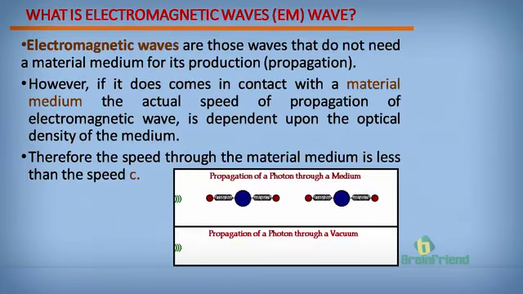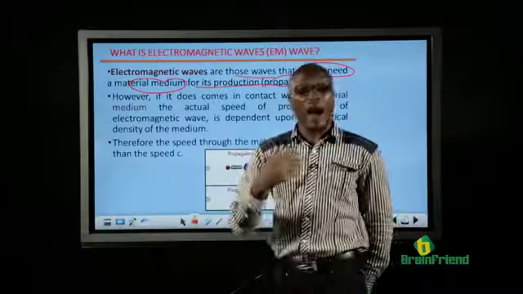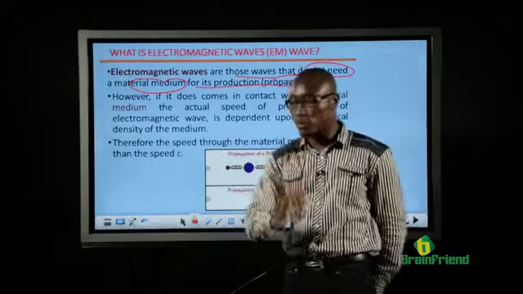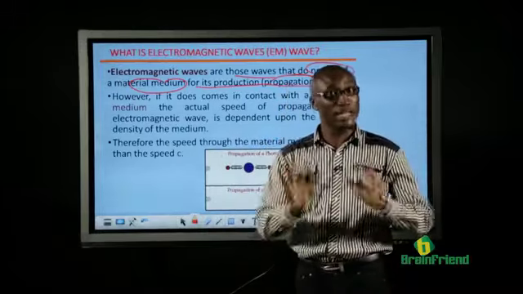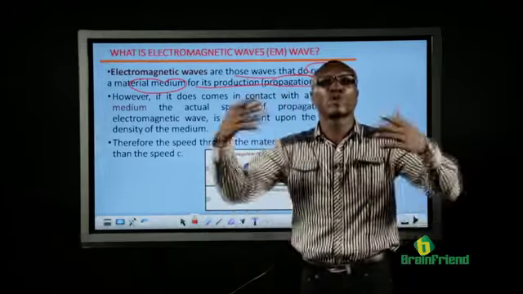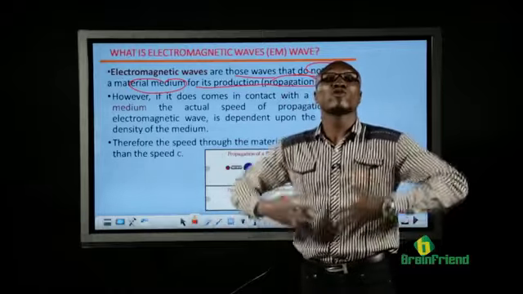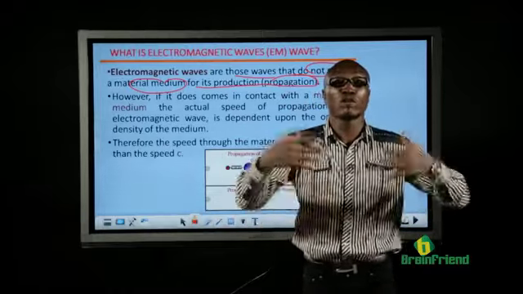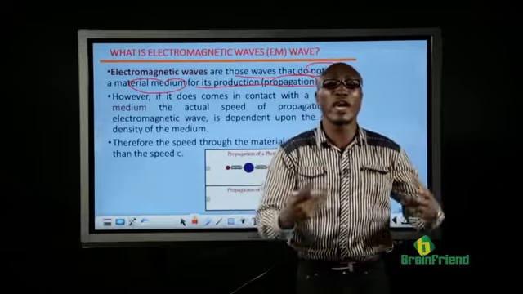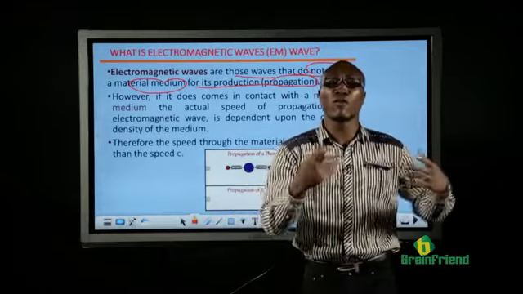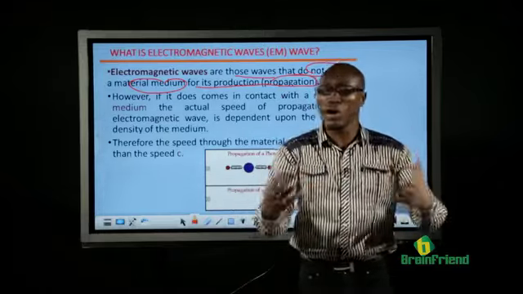What are electromagnetic waves, EM waves? Electromagnetic waves are those waves that do not need a material medium for their production. However, take note that they do not need a material medium for them to be produced or for them to be transferred from one form to another, since we understand that waves has to do with the transfer of energy from one region to another.